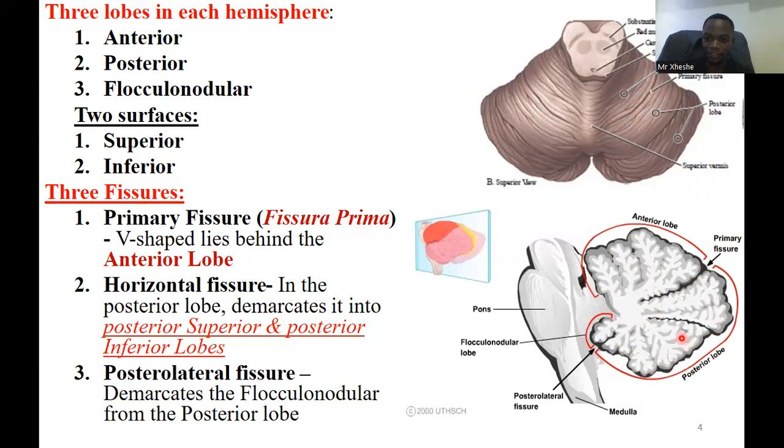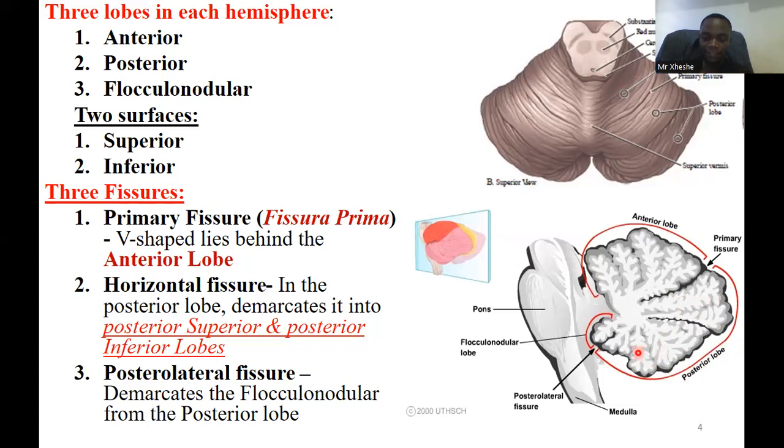Now, you and I can observe that posterior lobe, of course, is beginning from this one and ending here. Now, the posterior lobe, this one and that one, is divided again by the horizontal fissure. So that is the horizontal fissure. It's going to give us now the posterior superior lobe and the posterior inferior lobe. So two lobes are found in the posterior lobe. I hope that doesn't confuse you. Of course, I think it's straightforward. So this is posterior superior lobe, posterior inferior lobe.